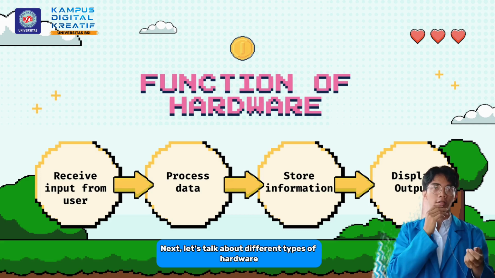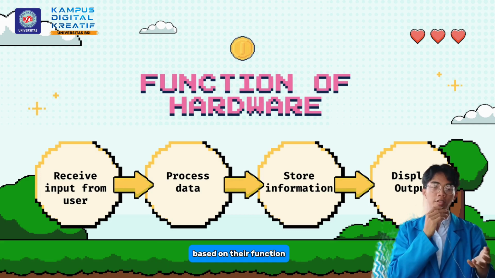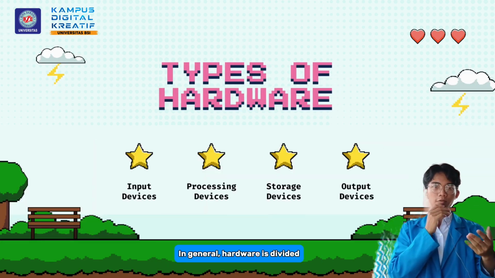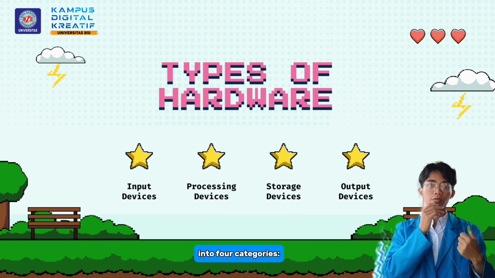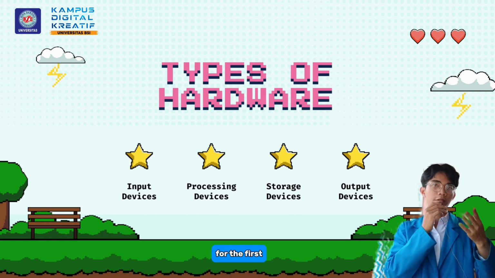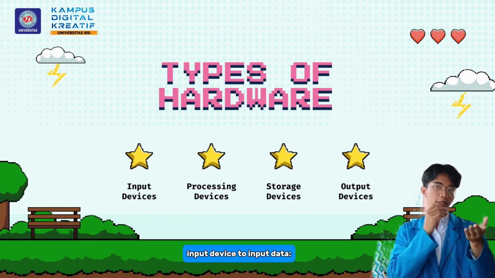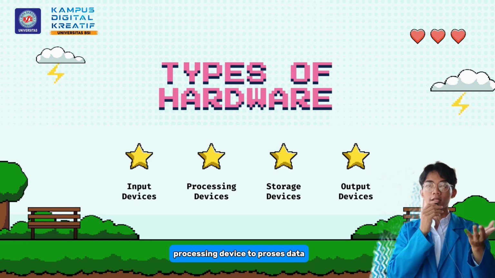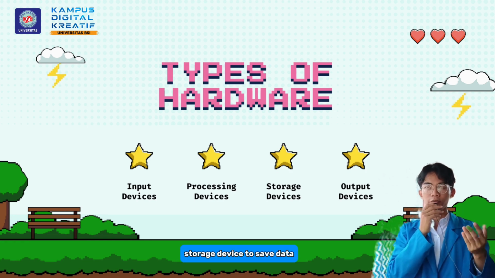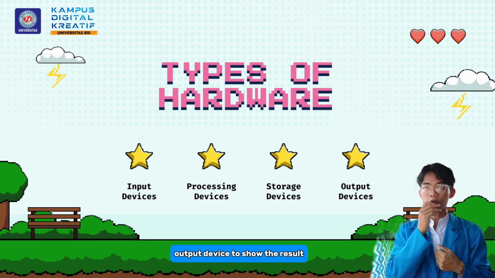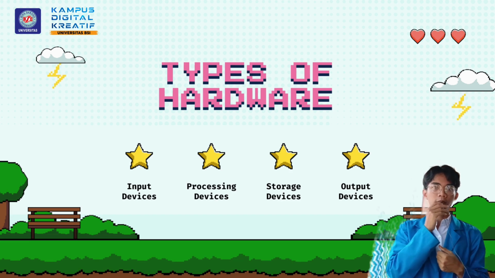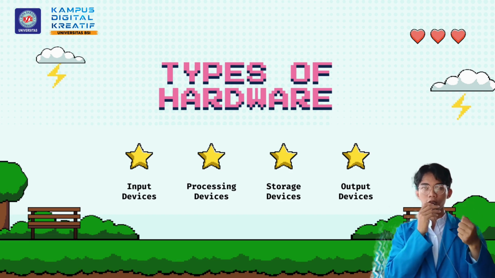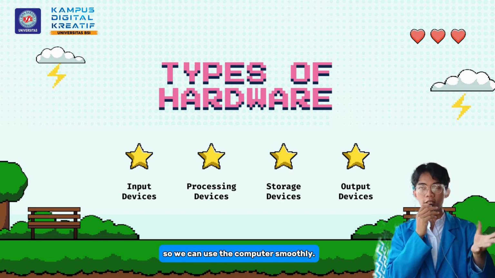Next, let's talk about different types of hardware based on their function. In general, hardware is divided into four categories. For the first, input device to input data, processing device to process data, storage device to save data, and the last output device to show the result. All these types work together so we can use the computer smoothly.